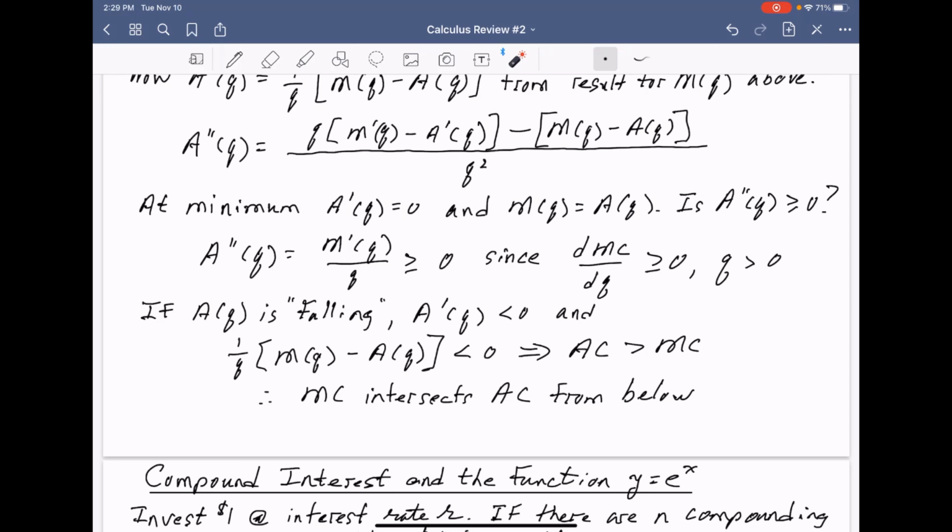So let's assume it's falling average cost. So then the first derivative of average cost is less than 0, and then 1 over Q, MQ minus AQ, so the marginal cost minus the average cost, is less than 0, which implies that average cost is greater than marginal cost, which in turn implies that marginal cost intersects average cost from below.